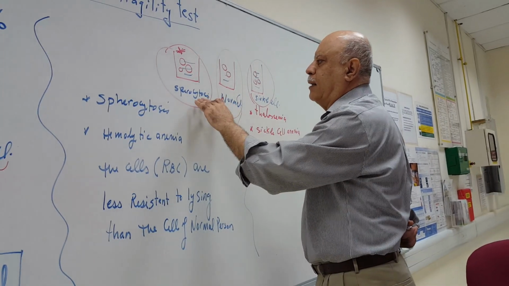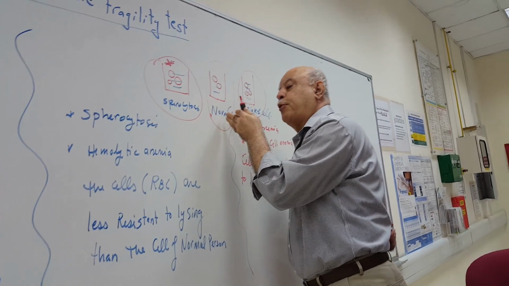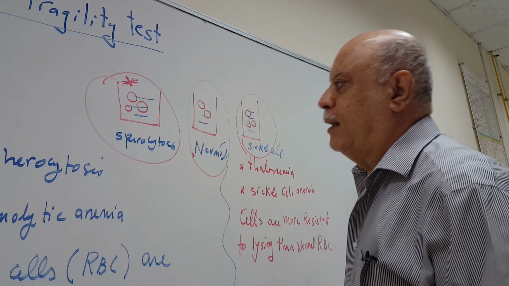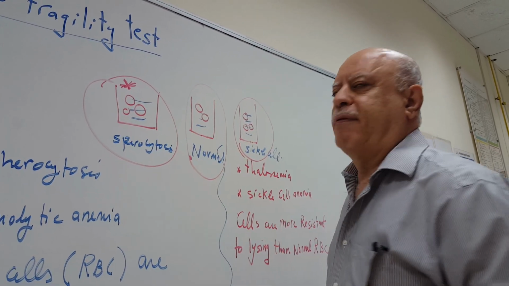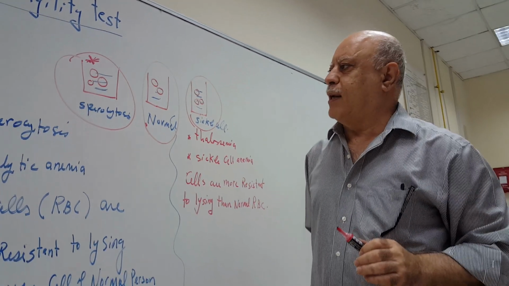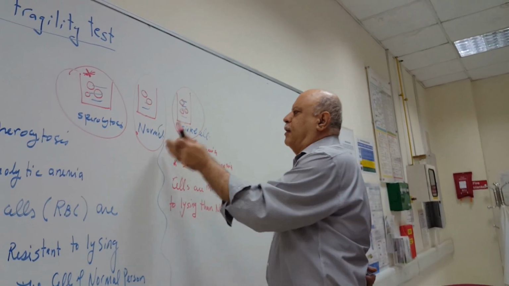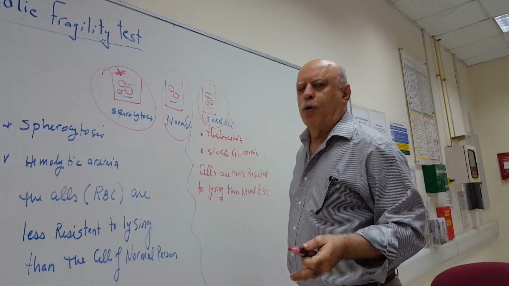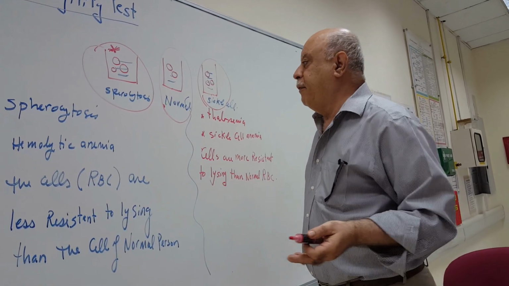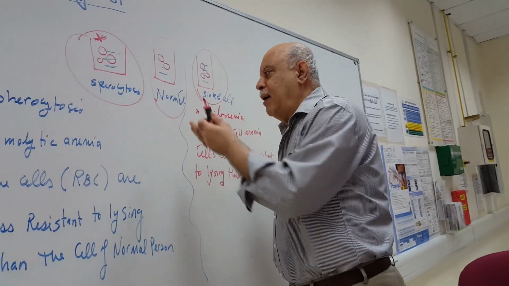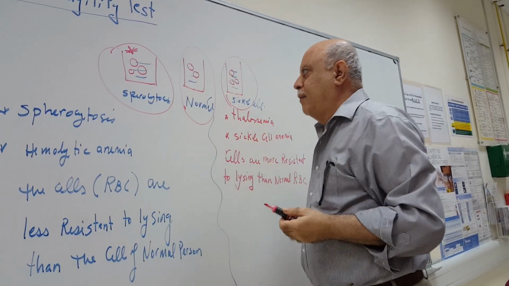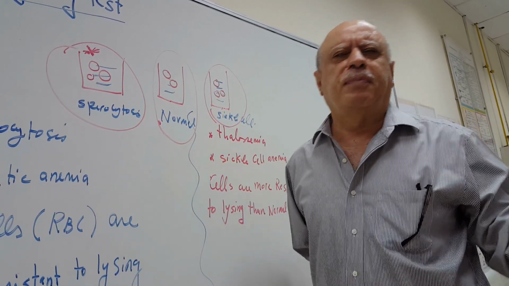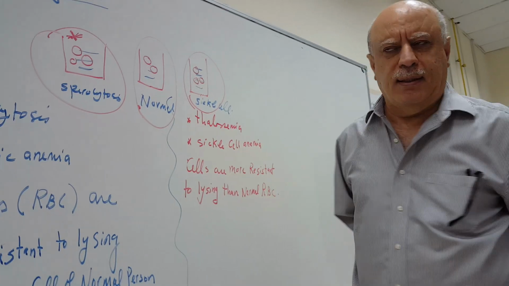So when we do the test, if we find that a lot of RBCs lysed in a hypotonic solution compared to normal, we should have a normal as a reference. Most likely that person will have spherocytes in his blood. Now, if we find it less, we most likely have thalassemia or sickle cell anemia or polycythemia vera. If the number of RBCs lysed is equivalent to normal, the person doesn't have any of these diseases.